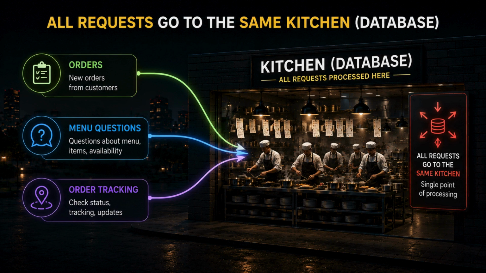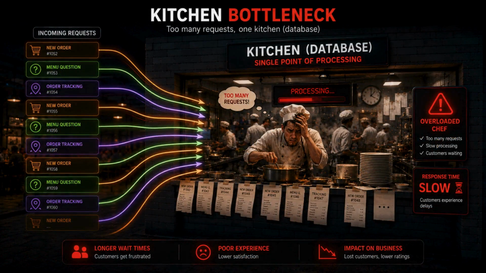Every read, every write, every request is handled by a single database server. And initially, this works perfectly because small systems don't need complicated architectures. But problems begin when traffic increases. As more users arrive, the kitchen starts becoming a bottleneck. Too many orders, too many questions, too many requests hitting the same system.